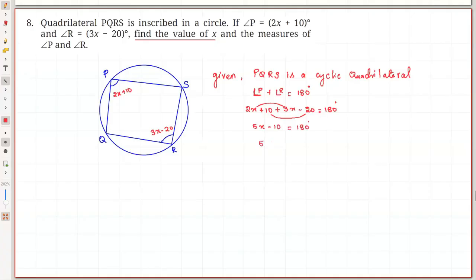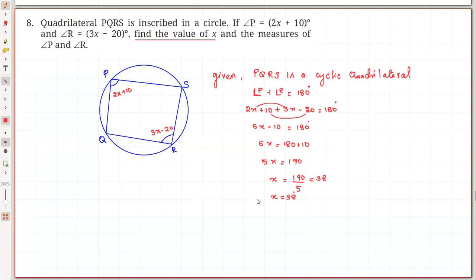Now 5x minus 10 is equal to 180, so minus 10 will become plus 10. Now 5x is equal to 190. Now x is equal to 190 by 5. 3 5s are 15, balance 4, it will become 40. 8 5s are 40. So x is equal to 38 degrees.